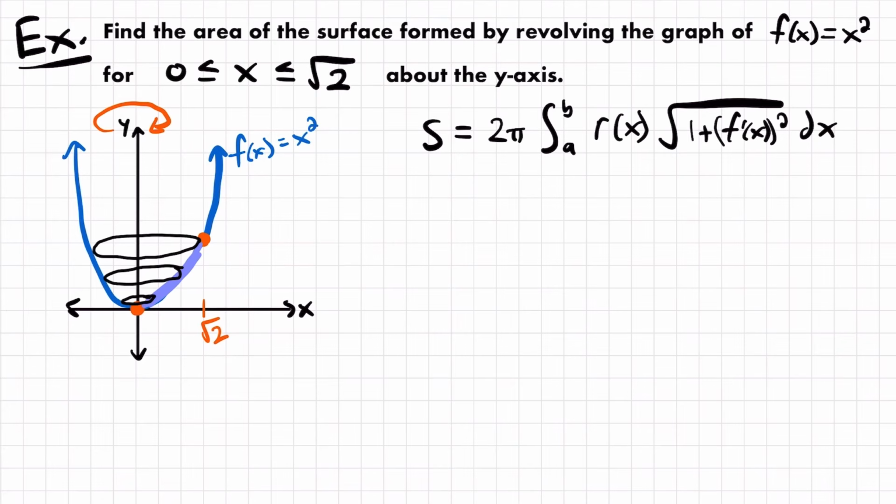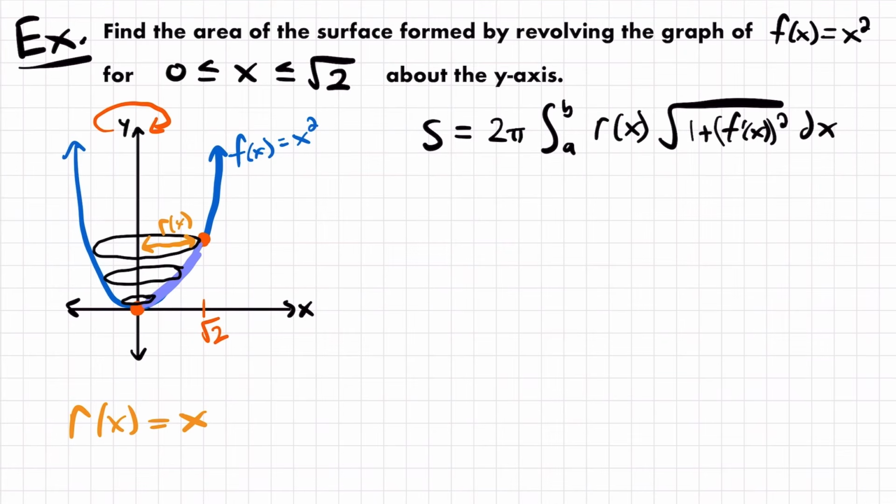Okay? But now in this case, since we're revolving around the y-axis, the radius in terms of x is just going to be x, right? The distance between the axis of revolution and our curve is just whatever value of x we are at along that curve. And so this distance right here, the radius, r of x, is just equal to x, right? So r of x is equal to x. Okay, and so let's set up everything that we have so far.